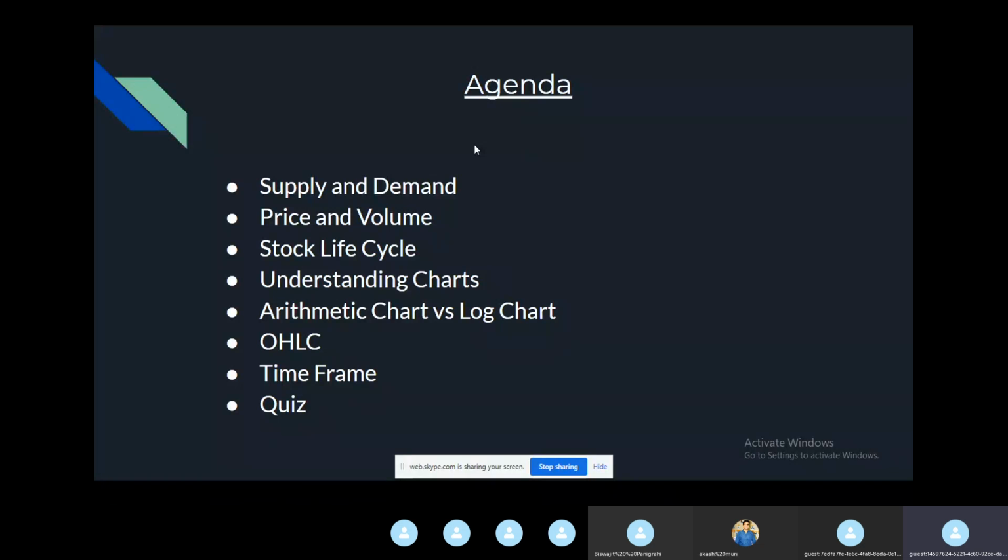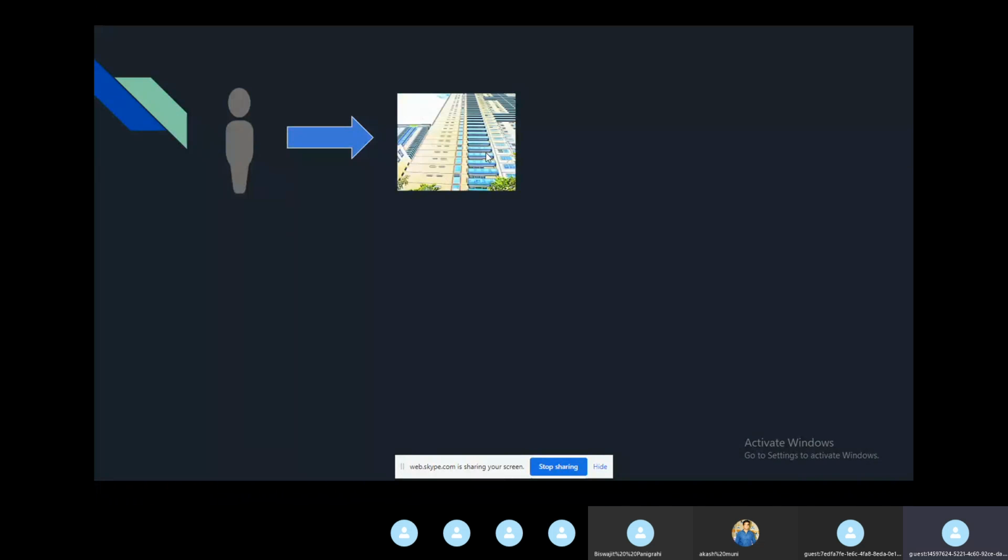Okay, so if everyone is in, then we are going to start with the class. So let's start with this one. Let's say that there is a person which you can see here, and he has an organization. He has a nice organization, and the organization has a few shares. It's very simple. There is a person who owns an organization, and the organization has some shares.